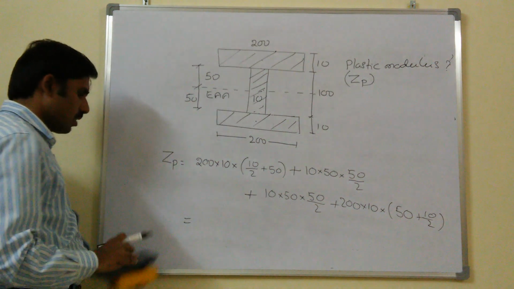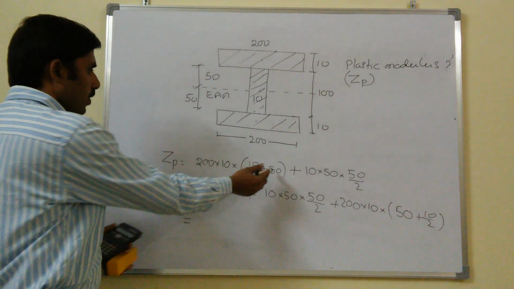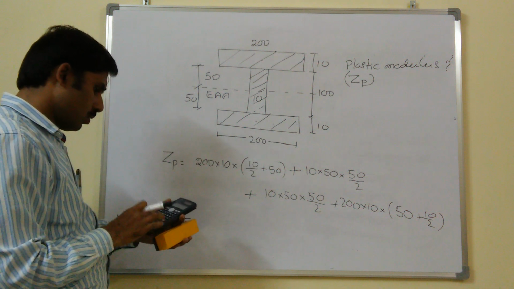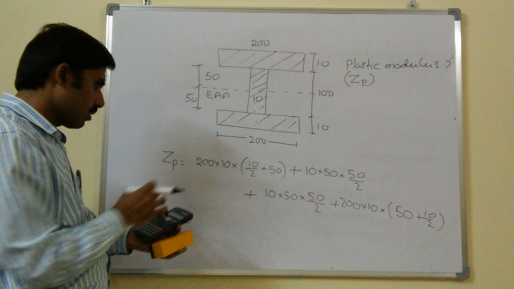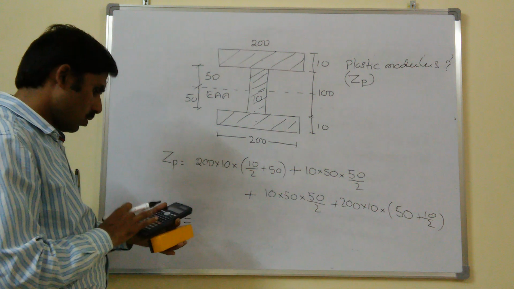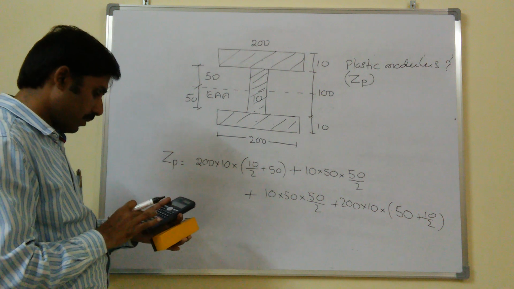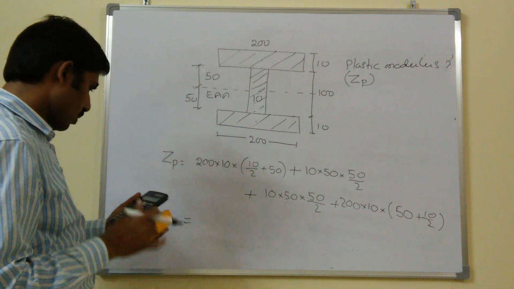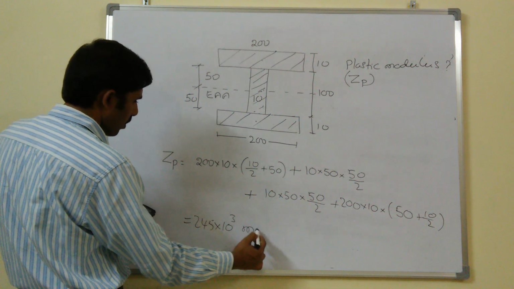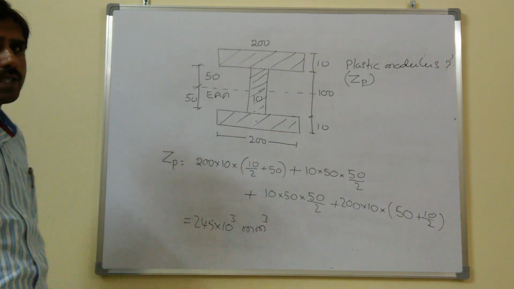If you calculate, you get ZP as 200 into 10 into 50 plus 5, that is 55, plus 10 into 50 into 50 by 2 means 25, plus 10 into 50 into 50 by 2 means 25, plus 200 into 10 into 50 plus 10 by 2 means 55. You get 245 into 10 cube mm cube. This is the plastic modulus for this symmetrical I section.